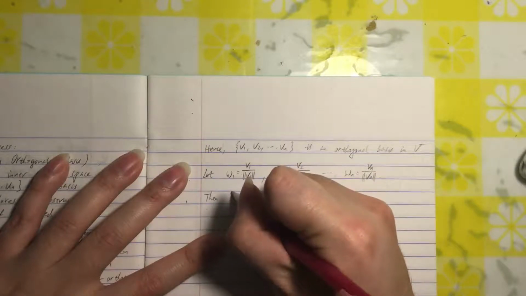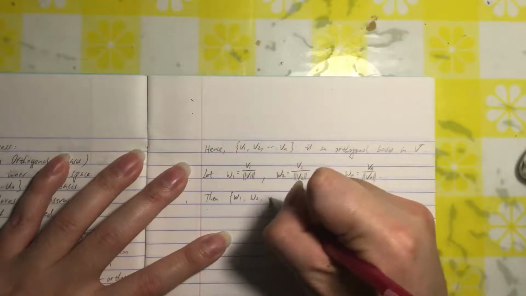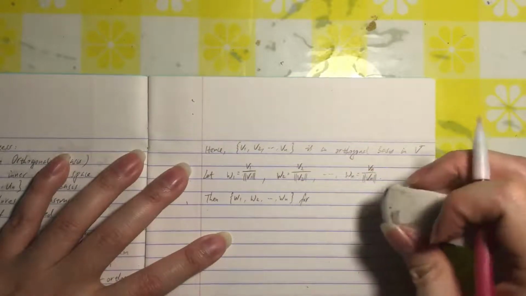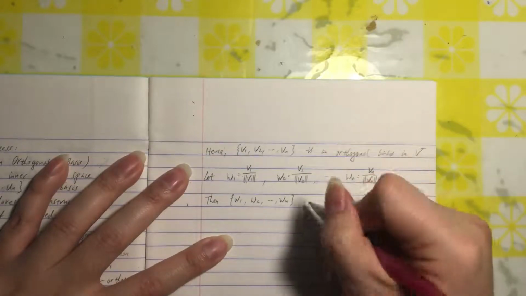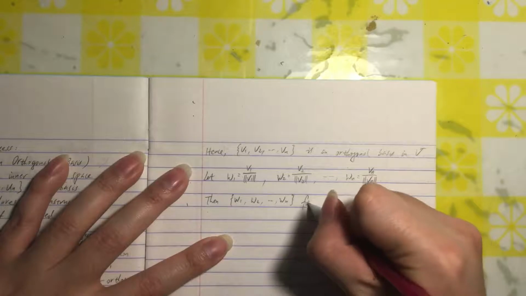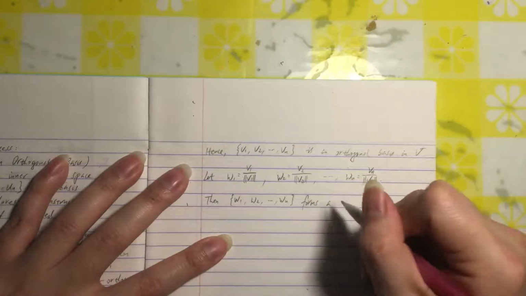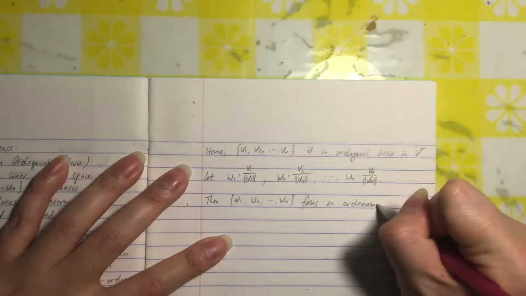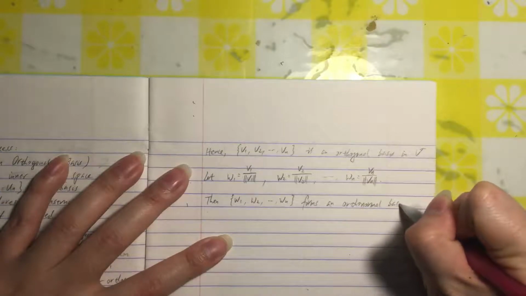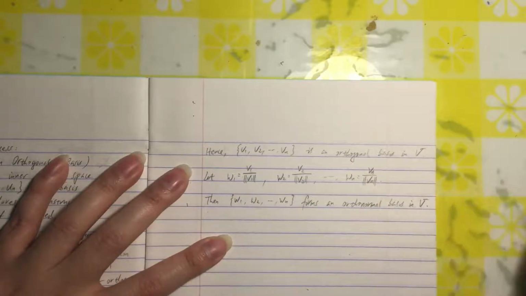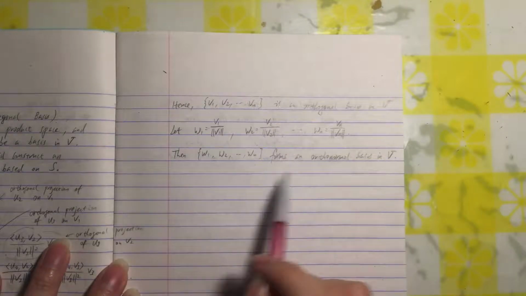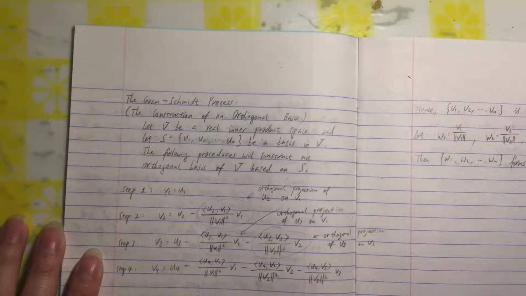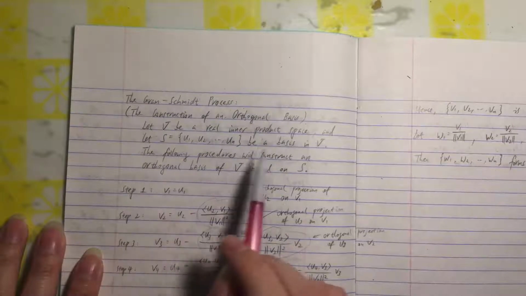Then the set W1, W2, up to Wn forms an orthonormal basis in V. So that's how we construct an orthonormal basis of V based on an arbitrary basis in V.